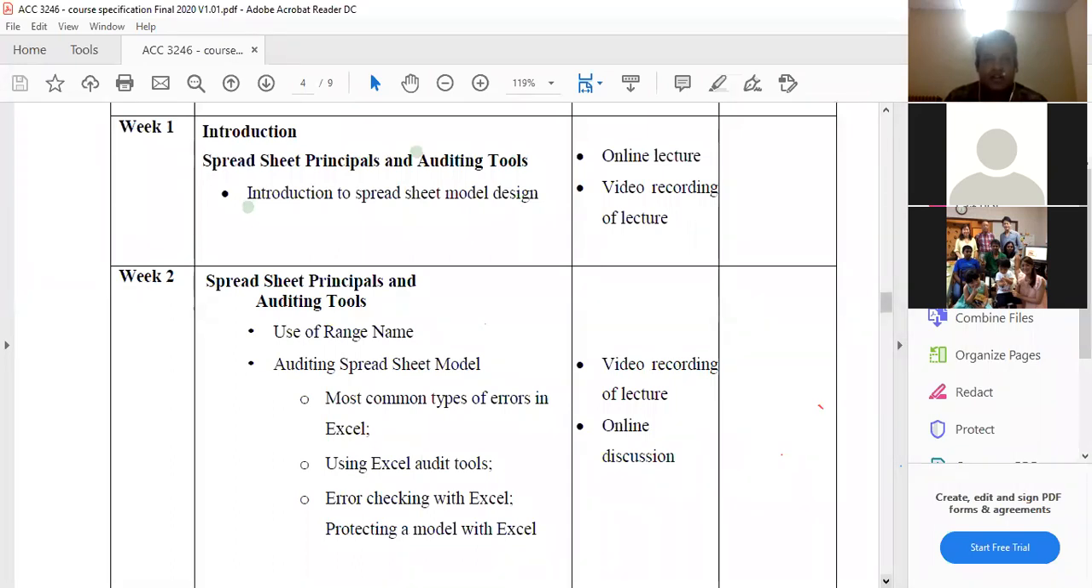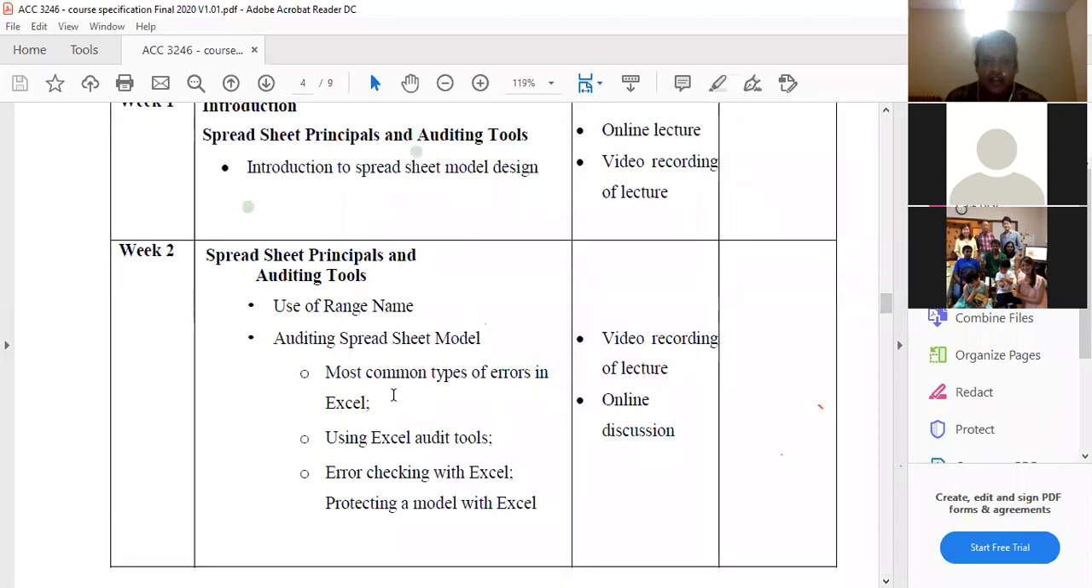Then, depending on the discussion, I will upload some class activities. Having studied the video recording of the lecture, you are supposed to try out these activities. Next week, I'll be uploading some activities as well, and you are expected to work them out within one week's time. Therefore, the week after next, we'll have an online discussion, right? It's not necessarily a lecture, but an online discussion based on the week 2 lecture.